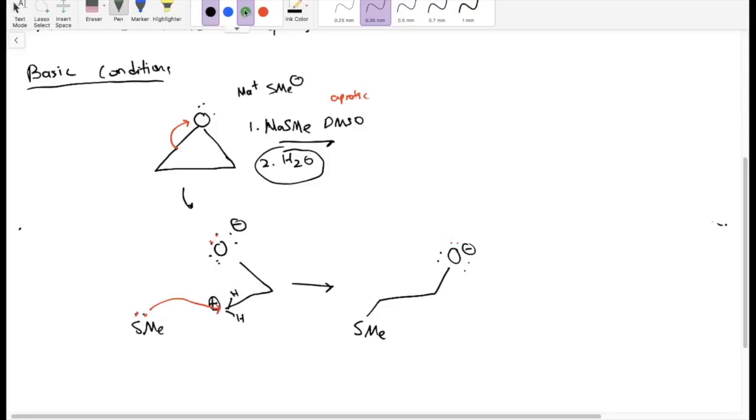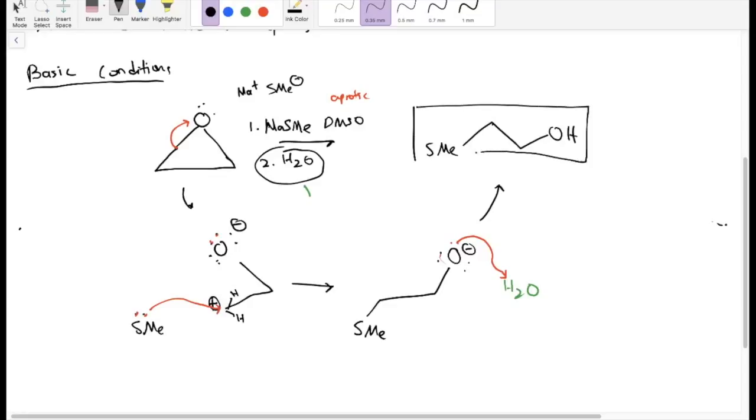So the next thing that's going to happen is this water molecule is going to come over here, and this pair of electrons, or any of the pairs, of course, are going to attack one of the hydrogens. It's going to pull that off of the H2O, and you're going to end up with SME, carbon, carbon, and an OH. So this will be our final product, okay? After a basic attack, okay? Right? That's pretty simple.